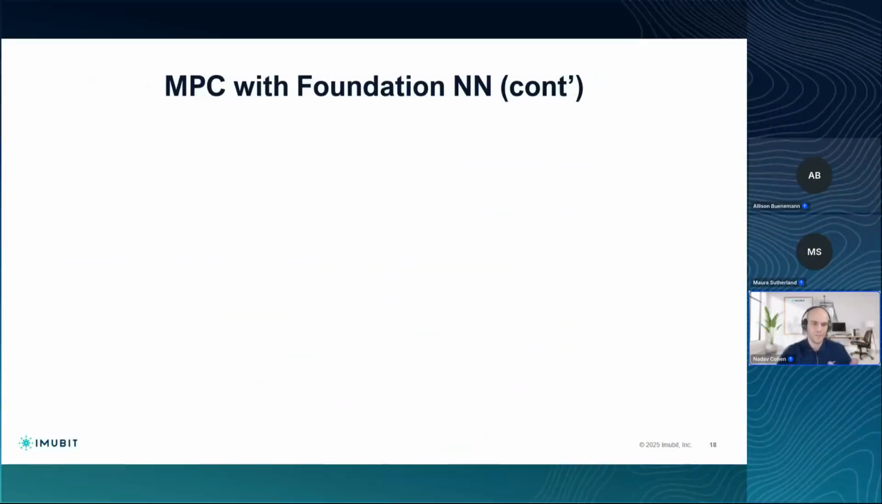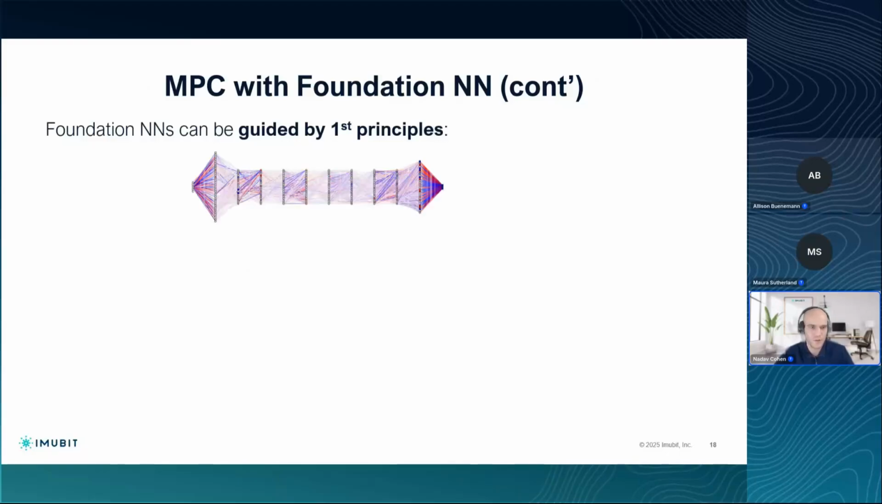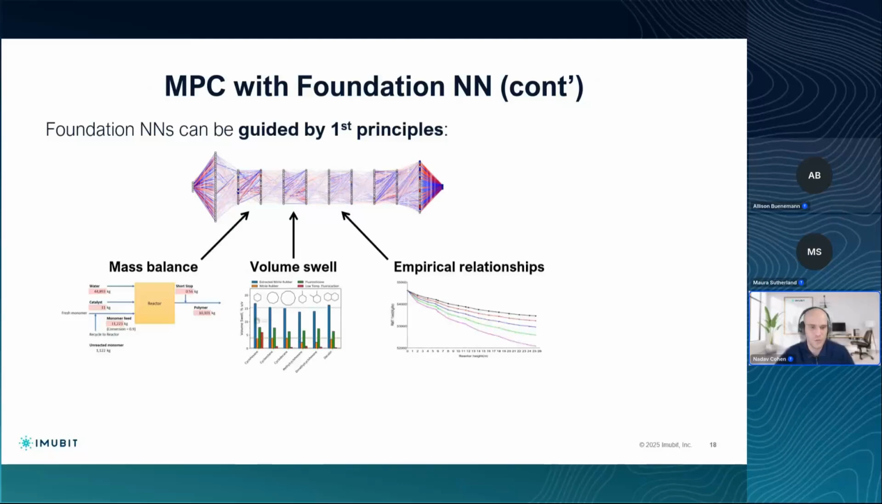Okay, so now let's talk about foundation neural networks in the context of MPC. I will mention just a note beforehand that these models, as we discussed previously, can be guided by first principles. Your foundation neural network can include in its training, in its learning, first principles like mass balance, volume swell, and different empirical relationships and other examples. And this is something that Immubit has a patent pending for.